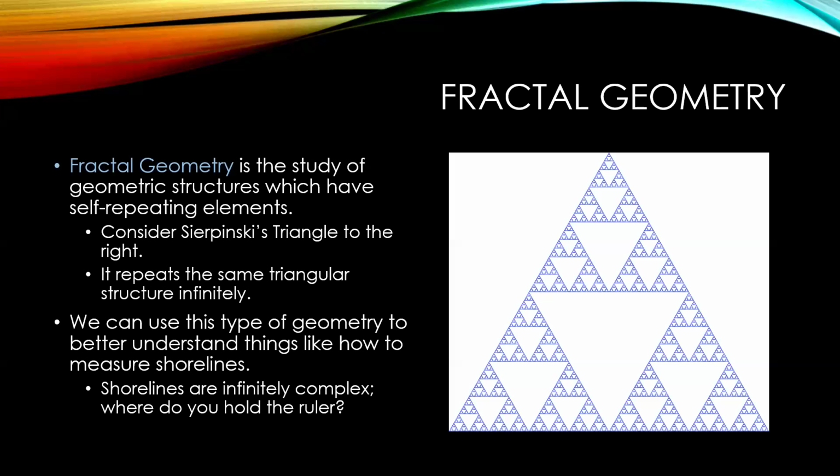And so one example is fractal geometry. Fractal geometry is the study of geometric structures which have self-repeating elements. This example here is Sierpinski's triangle. It repeats the same triangular structure repeatedly. Start with a triangle and remove the center, and then remove the center from all of the triangles that remain, and then repeat it over and over and over again. We get this type of geometry to better understand and measure a lot of different things.